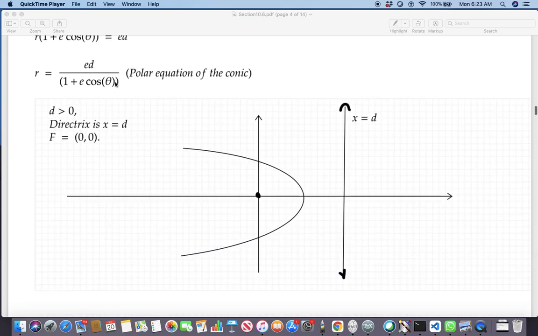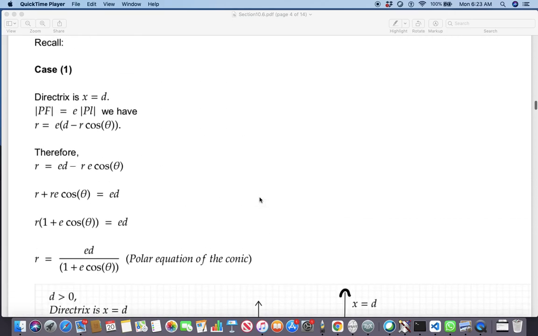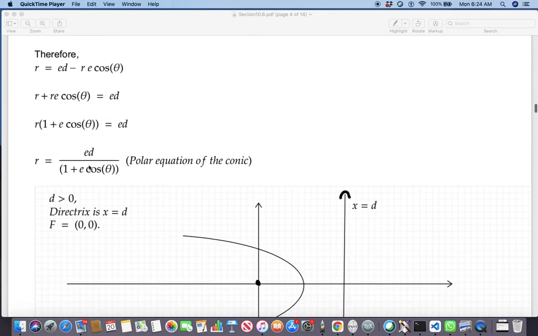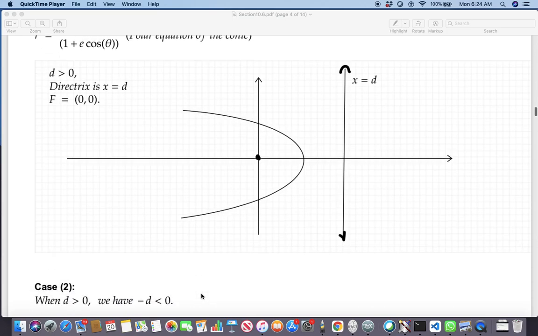Now, x equals d is here. That's your directrix, x equals d. Focus is 0, 0. In this particular case, you have the following conic: r equals e d over 1 plus e cosine theta. This is presumably the picture. Looks like a parabola, right? This is when e equals 1.